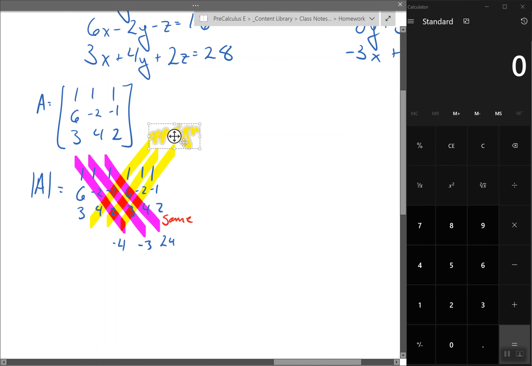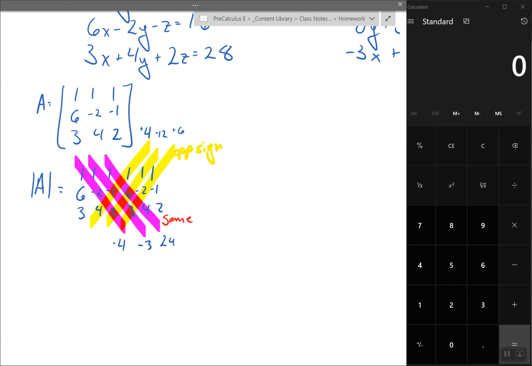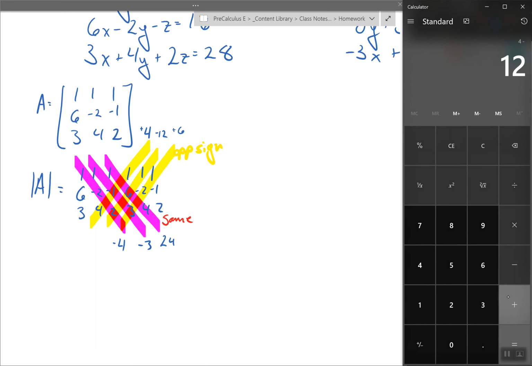Okay, and now for the yellow, we'll have 4 times negative 1 times 1, which gives us negative 4, but we're going to make it the opposite sign, so it actually becomes positive 4. And then 2 times 6 times 1, that's 12, but we make it the opposite sign, so it's negative 12. And then 3 times negative 2 times 1 is negative 6, but we make it the opposite sign, so it's positive 6. So we do 4 minus 12 plus 6 minus 4 minus 3 plus 24. And we end up with 15. So the determinant of A here should be 15.